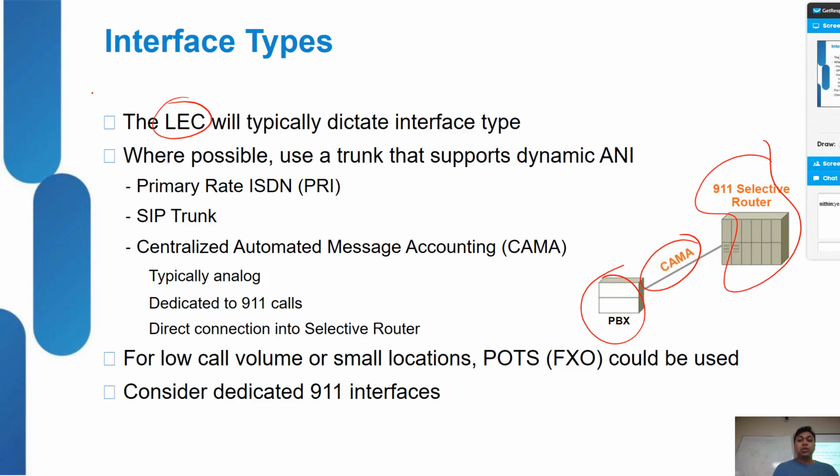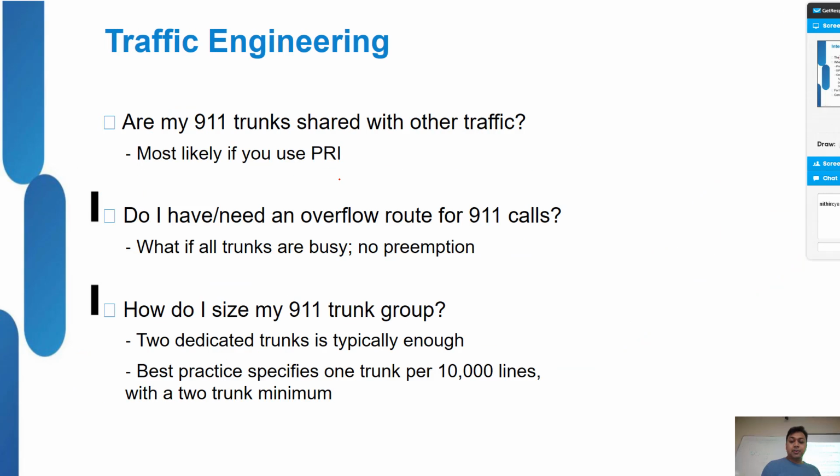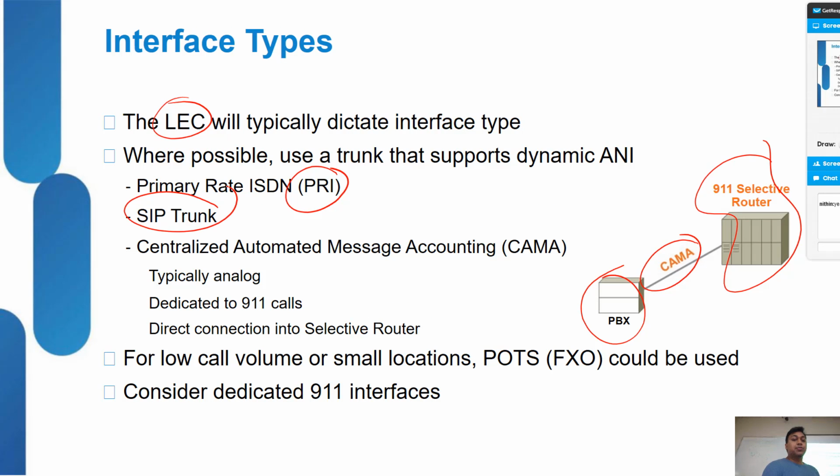Wherever possible, try to use a trunk that supports dynamic ANI, such as your PRI interface or SIP trunk. These are the types of trunk that usually support dynamic ANI. FXO and FXS are limited. If you use CAMA, then it's an analog line. That line is dedicated for 911 calls only, and is a direct connection to the selective router.